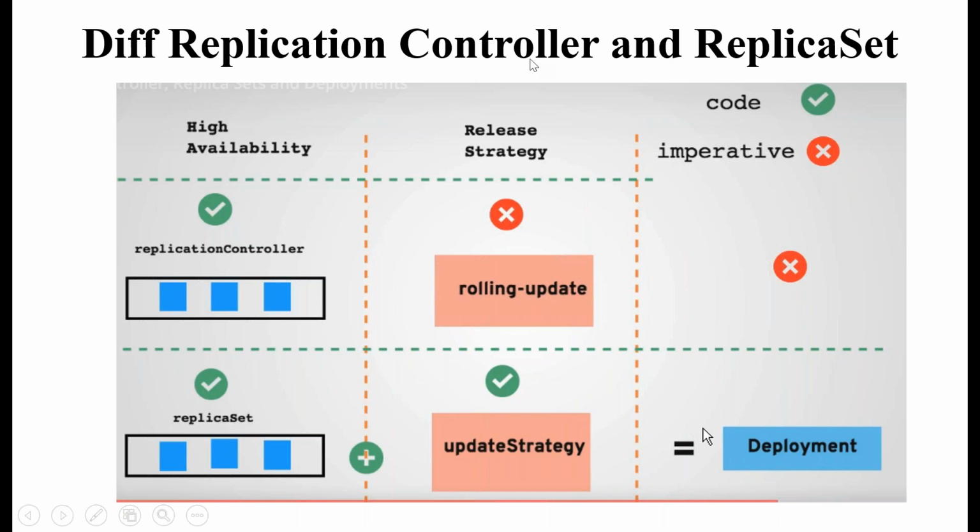But in the production environment, if we are expecting replication with the deployment strategy, then we need to use the replica set. So this is the advanced one. As simple as it is, the replication controller is the older approach and the replica set is the latest approach. How it is going to be helpful, I'll come back to that.